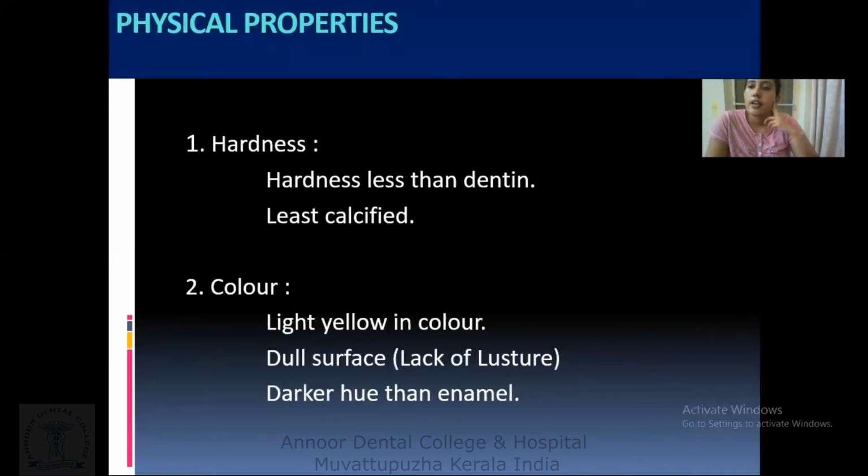Now, coming on to the physical properties of cementum. Its hardness is less than that of dentine, and it is the least calcified. The color is light yellow, and it has a dull surface and a darker hue than that of enamel.